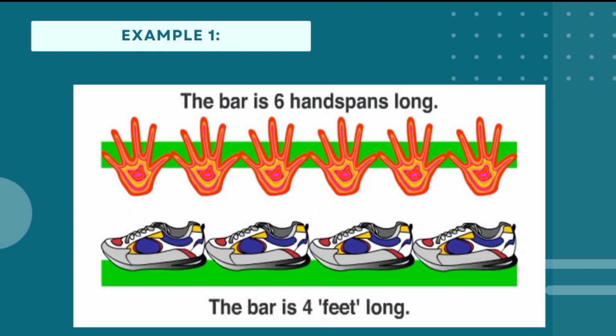So we have here an example. The picture shown here is a bar being measured by a handspan and a foot span. The length that they will get will be different because the length of the handspan is smaller than the length of a foot. Therefore, the bar is 6 handspans long and 4 feet long.